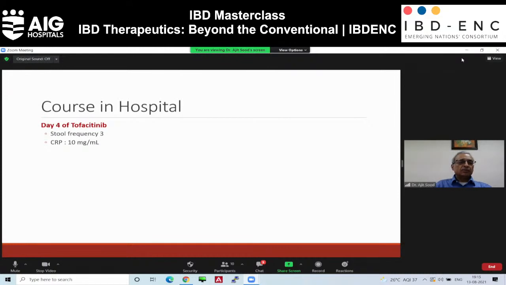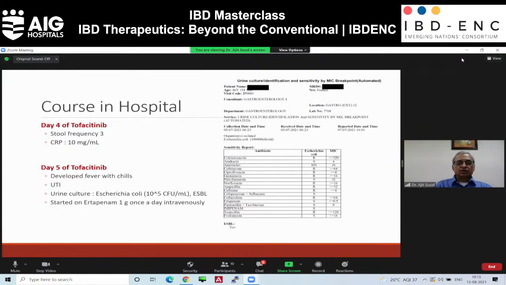Now, what happened to this patient is that by day 4, the stool frequency thankfully decreased and CRP also decreased. But then she had another event. She developed fever with chills and she had a UTI. Her culture was positive; she had ESBL. So we were in a fix whether this UTI was because of Tofacitinib or happened de novo. We put her on carbapenems.